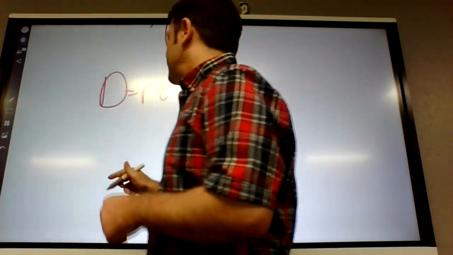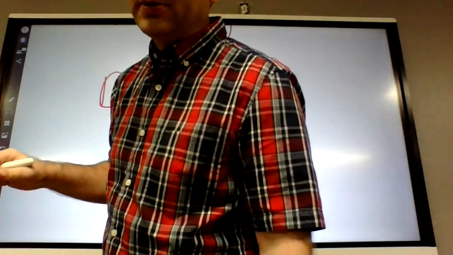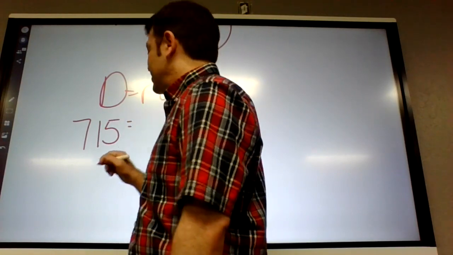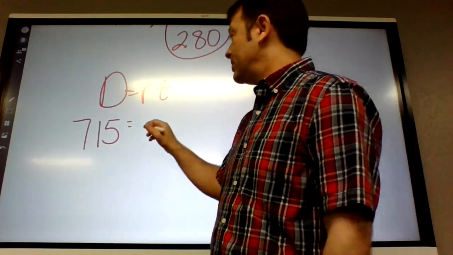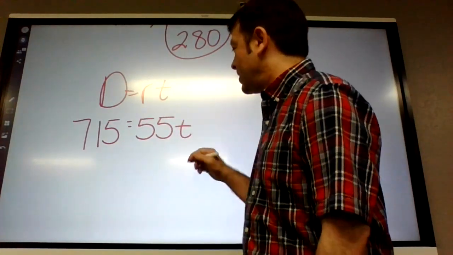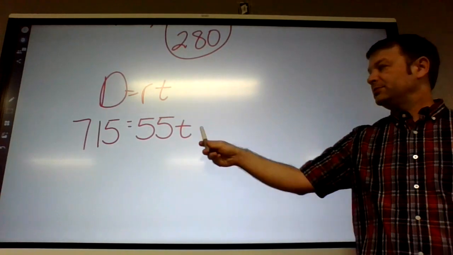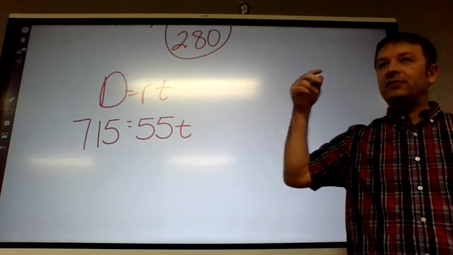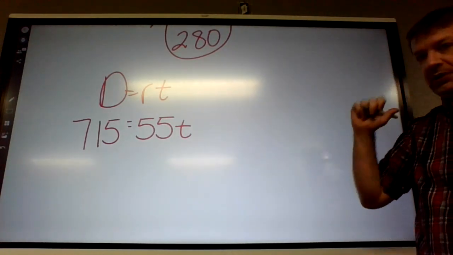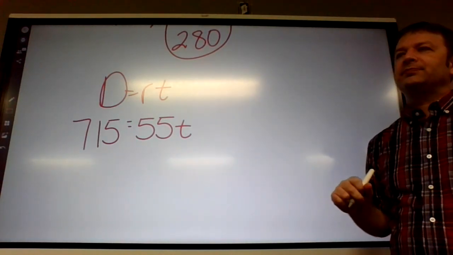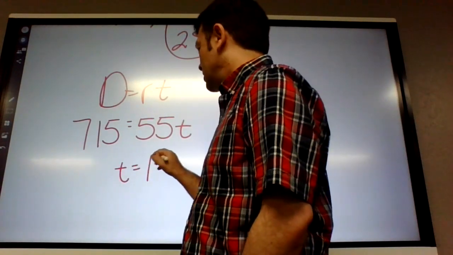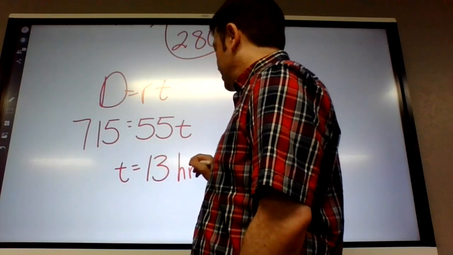So distance equals rate times time. They're supposed to travel 715 miles. Their rate is 55 miles an hour, and we're asking how many hours would they have to drive? So how would we solve that for t? Divide. What's that come out as? 13. So 13 would be 13 hours.